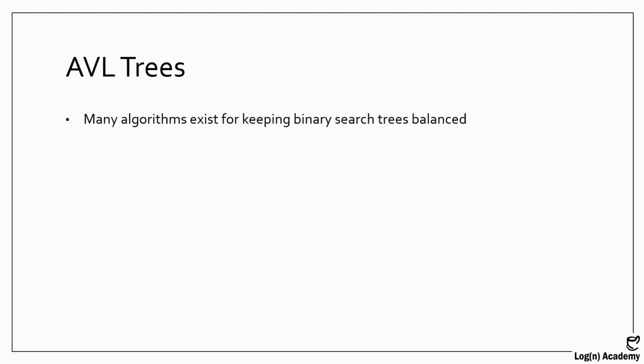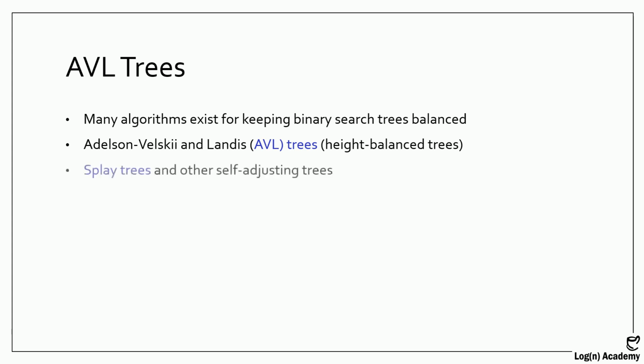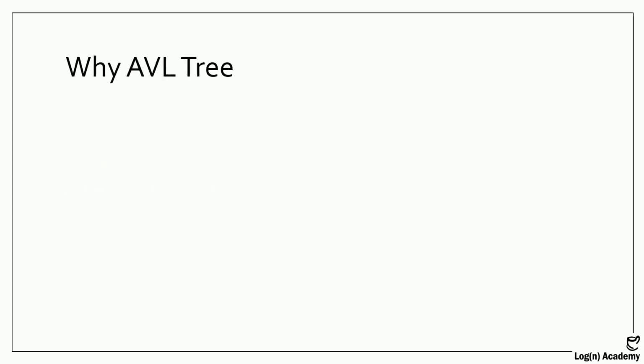So let's quickly recap AVL trees. Many algorithms exist for keeping binary search trees balanced. Adelson-Velsky and Landis are the inventors of AVL trees, which are also called height balanced trees. We also have splay trees and other self-adjusting trees, and we also have B trees. We will discuss them in our next lectures. Okay, why do we use AVL trees?